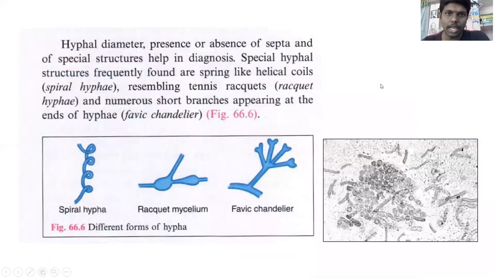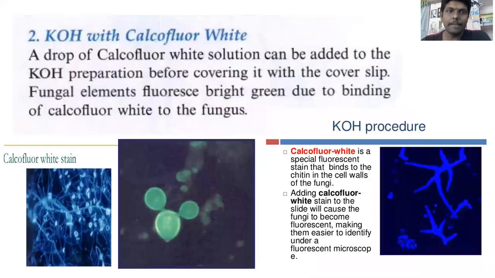Then we have KOH with calcofluor. So we can also see other types of hyphae. Those include spiral hyphae, racket mycelium, and favic chandelier mycelium. Then coming to KOH with calcofluor, we will add this calcofluor white solution to the KOH, potassium hydroxide solution, so that the fungi will be visualized as bright green under a UV microscope, so that we can easily visualize the fungi. So this is the advantage of KOH with calcofluor white.